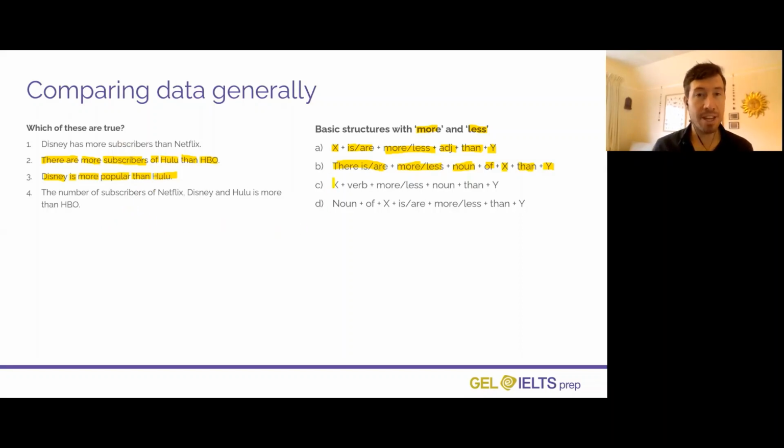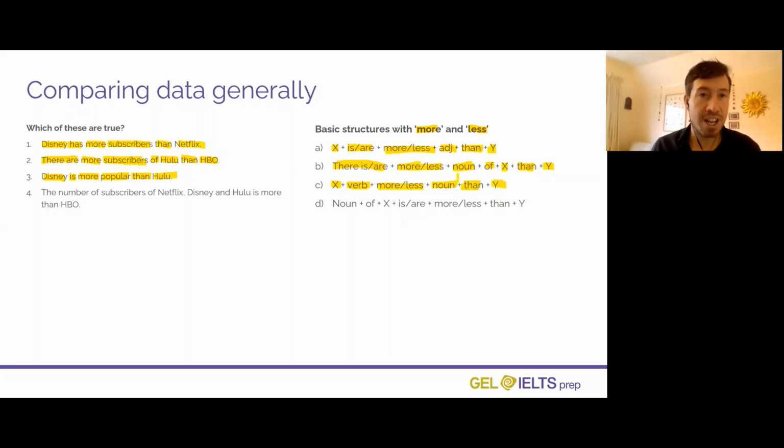Another one here we can have is X plus a verb plus more or less plus a noun plus than plus Y. Okay. So let's have a little look at the example of that. So we've got Disney. That's the X. We've got the verb has there. We've got the word more, as we said, more. We need a noun here. Again, we've got subscribers is the noun. Then we've got than, which is here, and we've got Netflix, which is the Y.